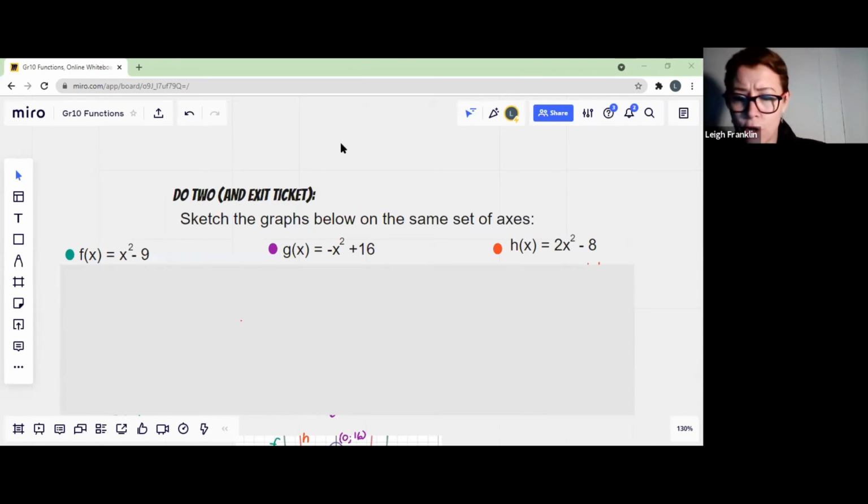All right, brilliant. Okay, so Kelebogile, the first thing that you want to do is you want to write down on your page, you want to write down f of x or y equals x squared minus 9.